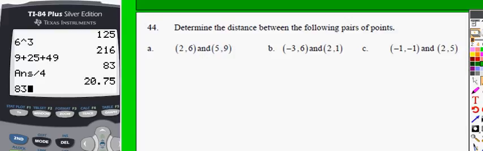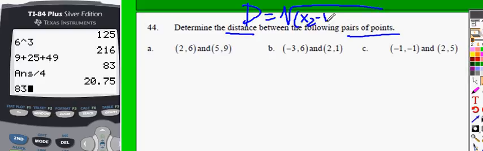Okay, for number 44, we need to go back to our distance formula because we need to find the distance between the following pairs of points. And you may recall the distance formula between any two points is the square root of x2 minus x1 squared plus y2 minus y1 squared. And it doesn't matter which point is the first one and which point is the second one, but it does matter that you plug them in the same kind of order.